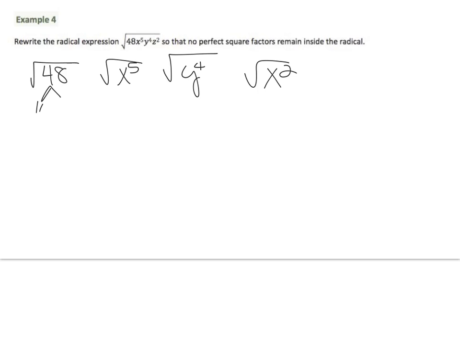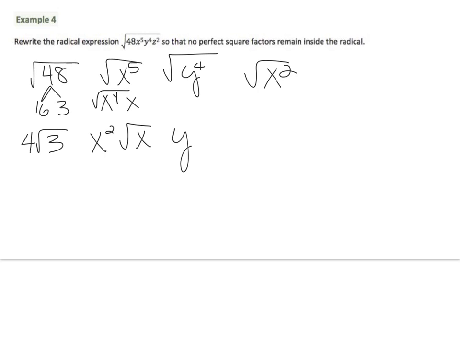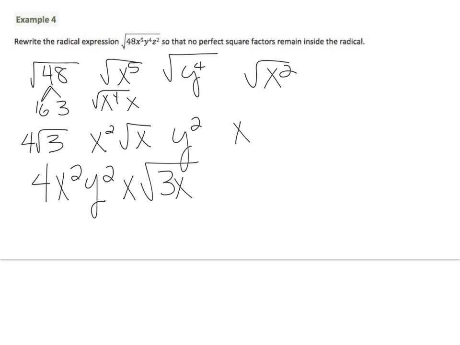48 breaks into 16 times 3. So the 16 comes out of the radical, 4 square roots of 3. Here, this breaks up into x to the 4th times x. X to the 4th comes out of the radical as x squared. This one comes straight out as y squared. And that one comes straight out as an x. Let's gather our, I would call them like terms, get everything that is out of the radical together, and then gather the things that are under the radical together. Cool?